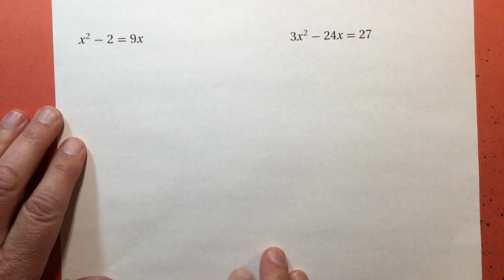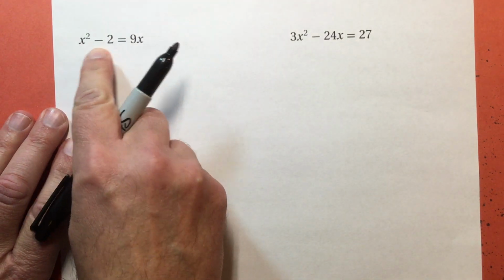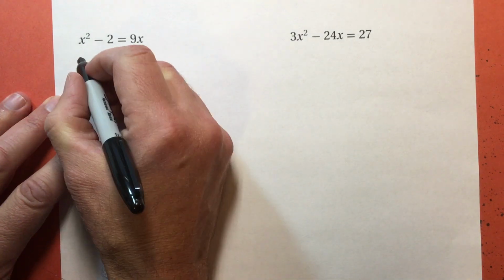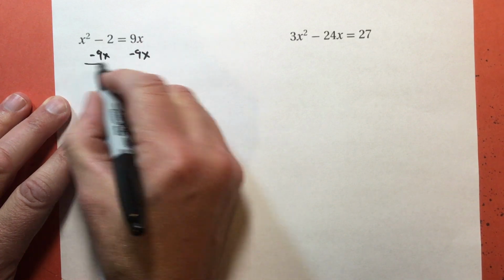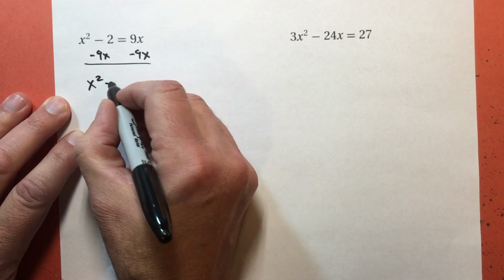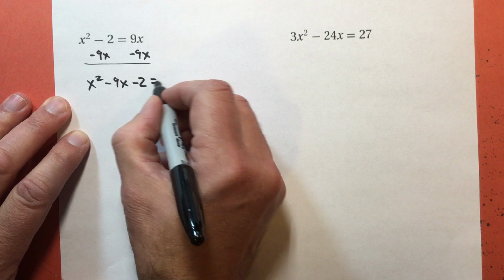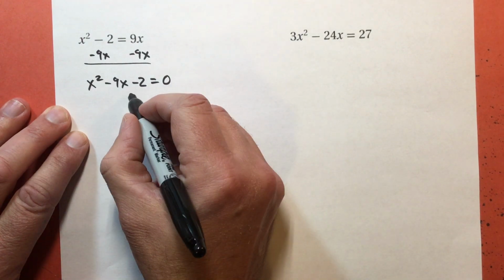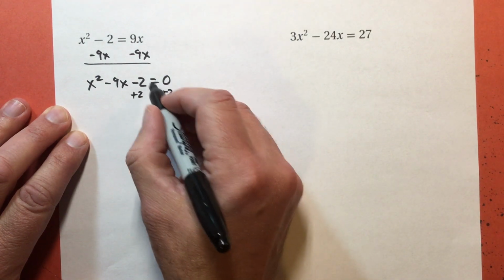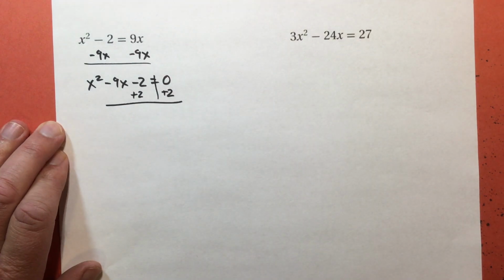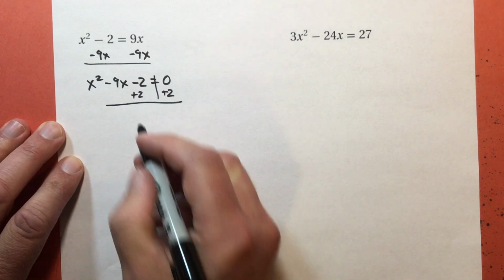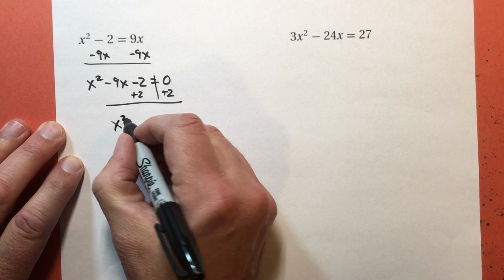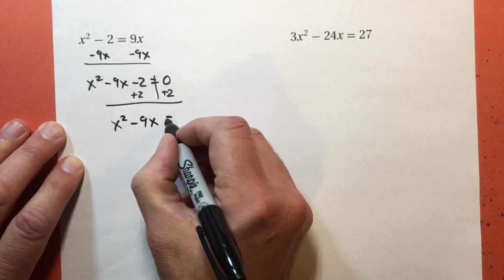All right, step one. I need to get that 9x on this side and that negative 2 on the other side. So I'm going to add negative 9x to both sides. And I get x squared subtract 9x subtract 2 equals 0. Now I'm going to add 2 to both sides. And since this is a pre-algebra skill or an early algebra 1 skill, if you did both of these at the same time, that's okay. Either way, I get x squared subtract 9x equals 2.